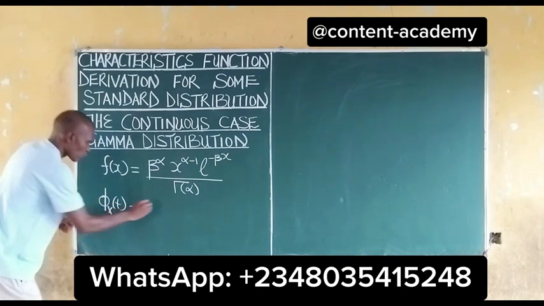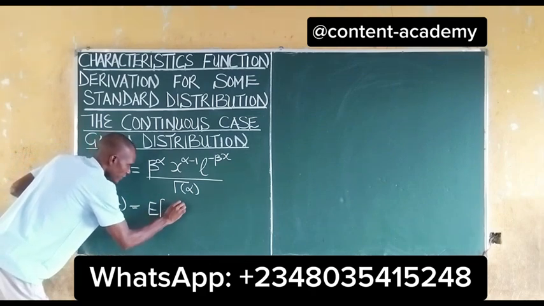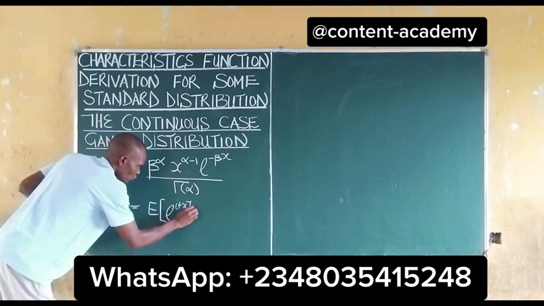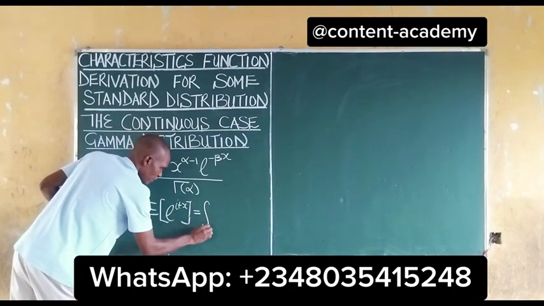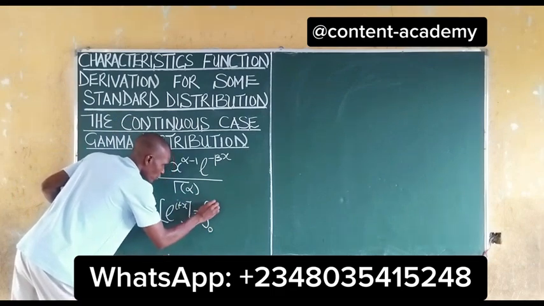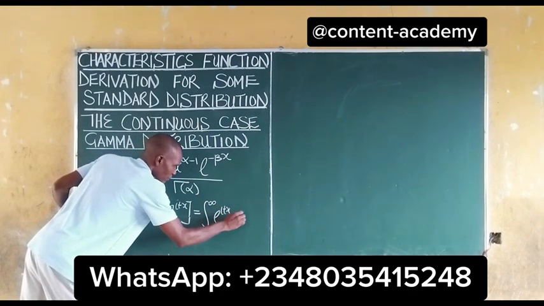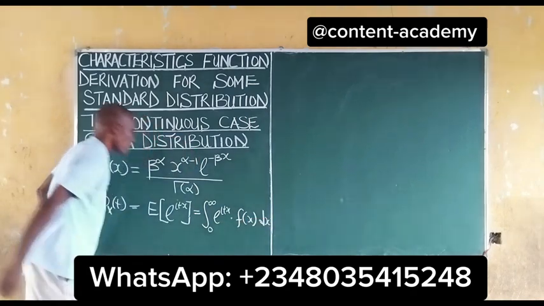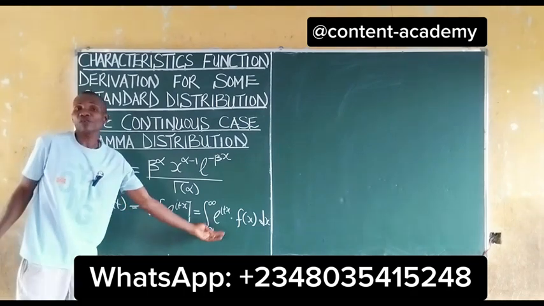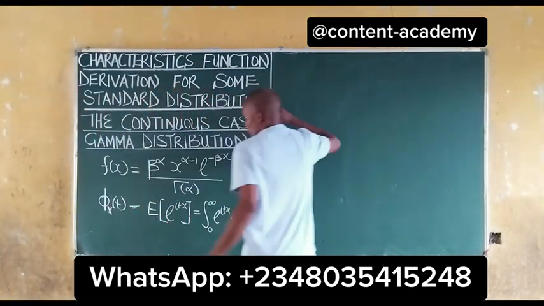For the characteristic function, we have the expectation of e^(itX), which, since it's a continuous case, is the integral from 0 to infinity of e^(itx) multiplied by f(x) dx. So this is how we can derive that of the gamma distribution. So we move over to this other side of the board.